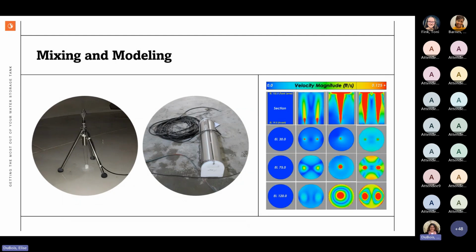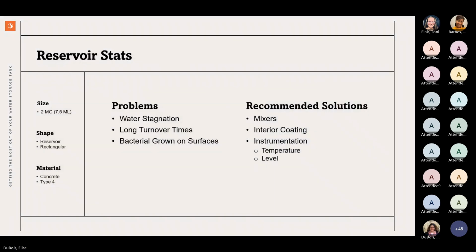On the left are a couple of the more common submersible mixers. On the right, a CFD model. We'll look at these a bit in this section to explain how they correlate and why they are so important. So this is a typical Type 4 reservoir, not very big in size, from an actual client's project. The next few slides are going to look at how we modeled the tank and came up with a resolution to the problems shown.